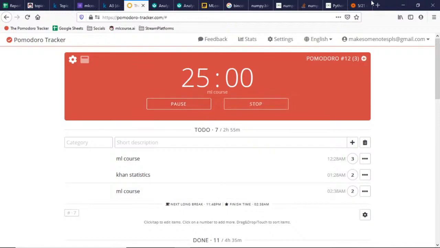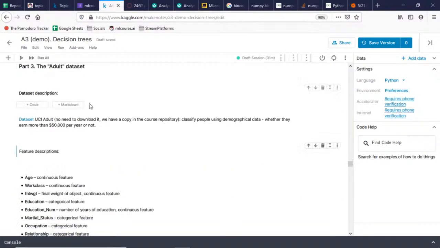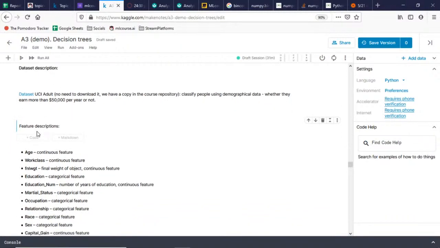Okay, let's continue. Part 3, dataset description, adult, no need to download it. Classify people using demographic data, whether they earn more than 50,000 per year or not. Feature description: age, work class, fnlwgt, final weight of object, continuous feature.